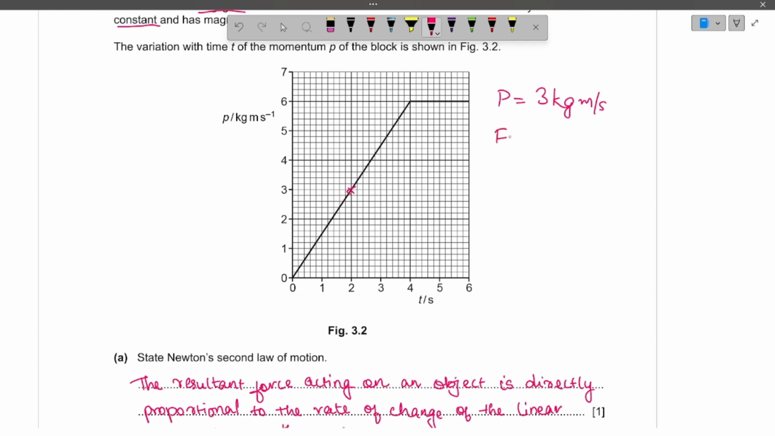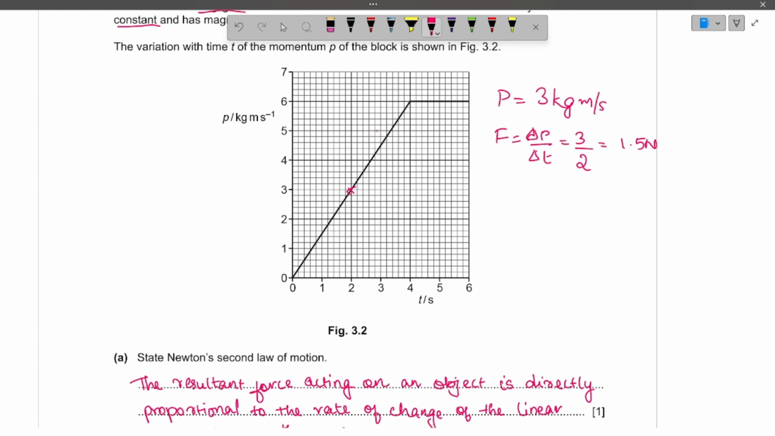So to find out the force, the formula is the change of momentum divided by change of time, right? That's what Newton's second law says. So here what will be the change? Previously it was 0, so it is increased to 3, which means 3 is the change of momentum divided by the time, which is 2. Then it is equal to 1.5 Newton.